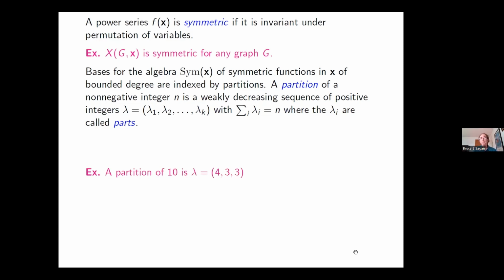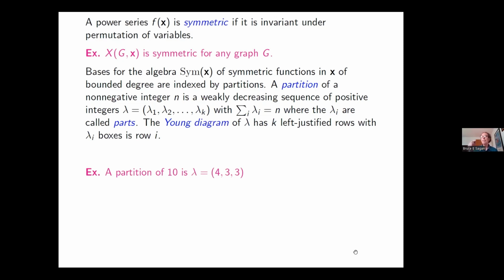So for example, one partition of 10 would be 4, 3, 3, right? 4 plus 3 plus 3 is 10, and they're weakly decreasing. We're also going to need the Young diagram. And this is with apologies to Francois and the other francophones in the audience, I'm going to use English notation here.